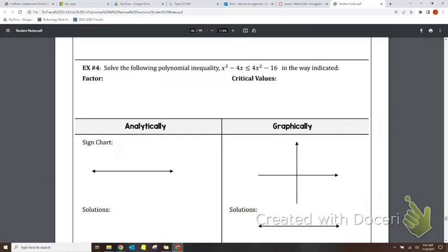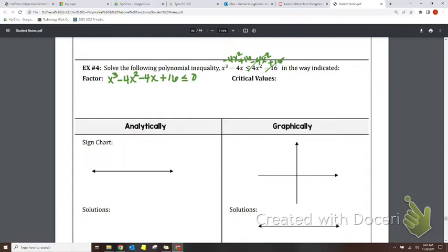So we're going to subtract the 4x squared, and we're going to add the 16. I'm just going to write that up here. So that'll be 0 on that side. So we have x cubed minus 4x squared minus 4x plus 16 greater than or equal to 0.